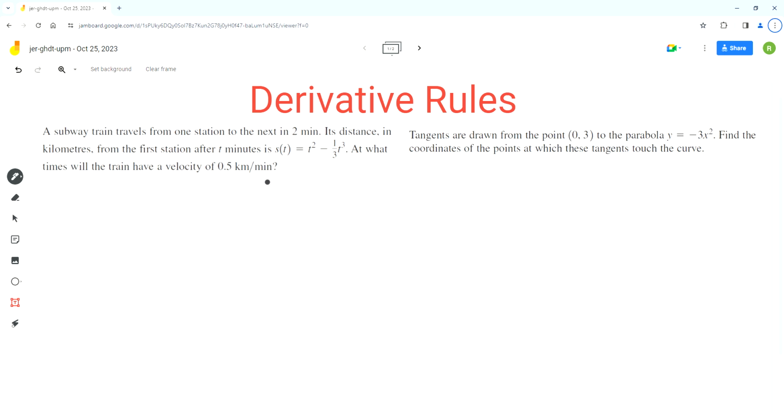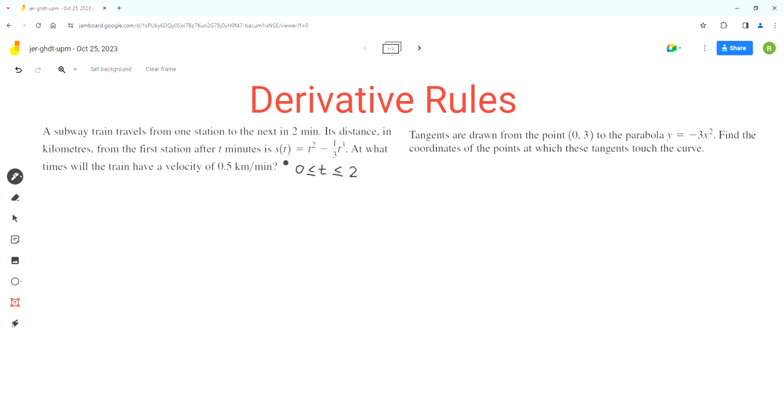And we have to find at what times will the train have a velocity of 0.5 kilometers per minute. Now the first thing we are given is that the train travels from one station to the next in 2 minutes. So that means the value of t, which represents the time in which it travels from one station to the next station, should be between 0 and 2 minutes. So t should be greater than or equal to 0 and less than or equal to 2. So that's the domain of this given function.